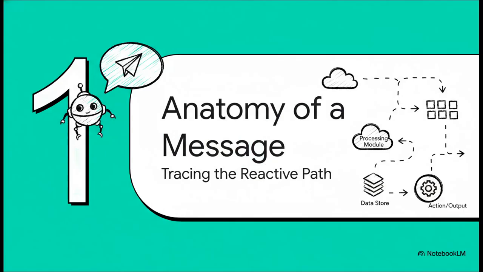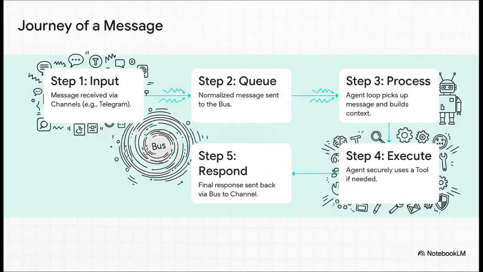Okay, so let's start with the most basic thing an agent does. Reacting to a message. We're going to follow a user's message from start to finish to see the main components in action. So at a high level, the flow is just beautifully simple. You've got an input, say from Telegram, that comes in through a channel. It gets dropped onto a central queue, which they call the bus. Then the agent itself picks it up, thinks about it, maybe uses a tool, and then sends the response right back out the way it came. It's a really clean separation of concerns from the get-go.